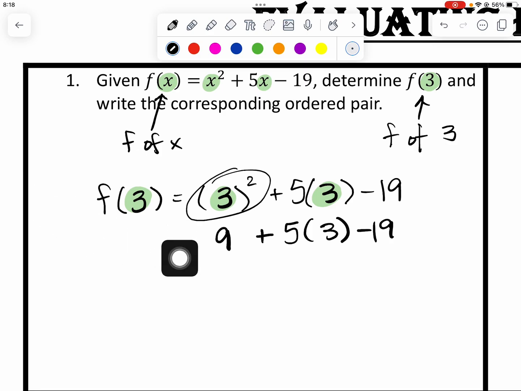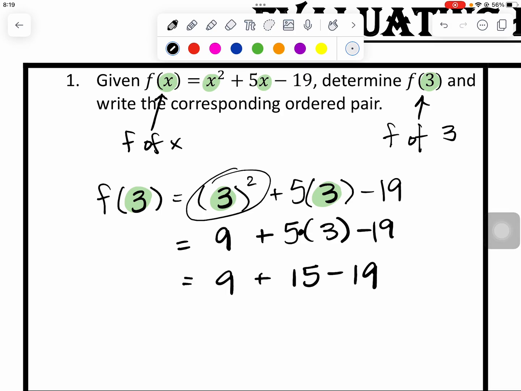My next order of business in the order of operations is multiplication or division. I have multiplication here. Remember, when there's no symbol, the implied operation is multiplication. So we're going to multiply the positive 5 and the positive 3, which is 15.